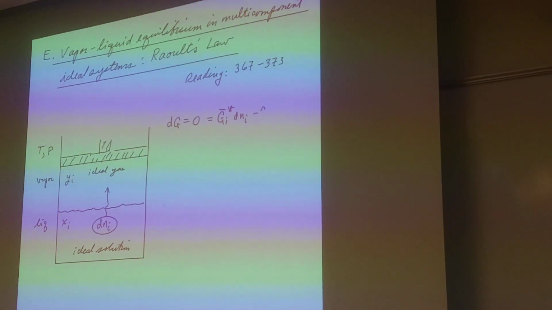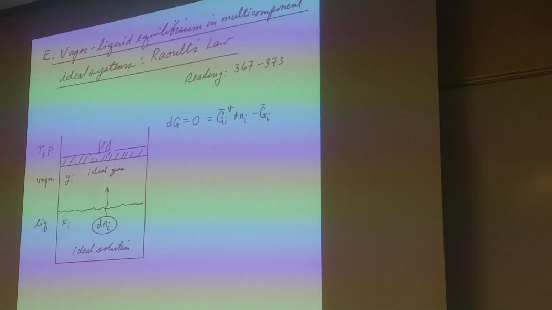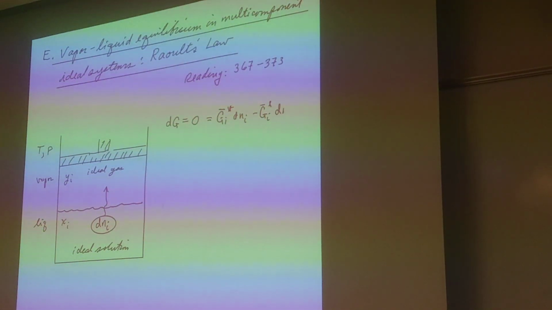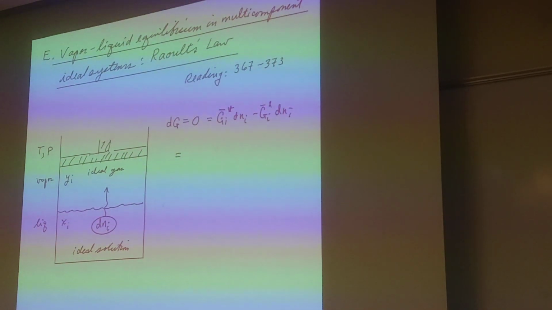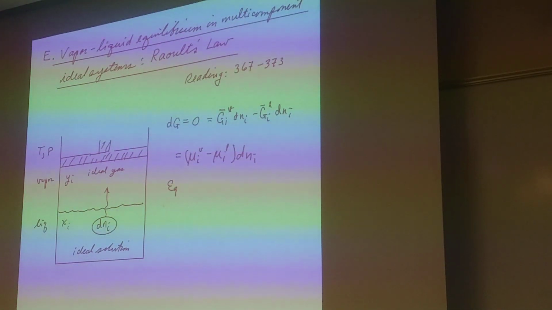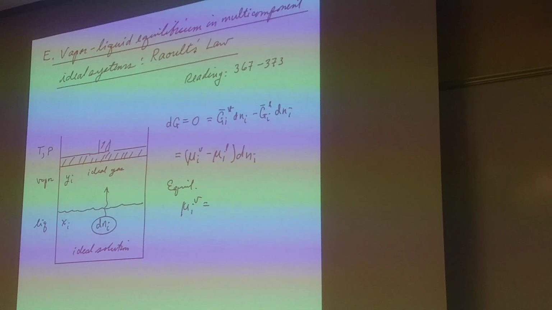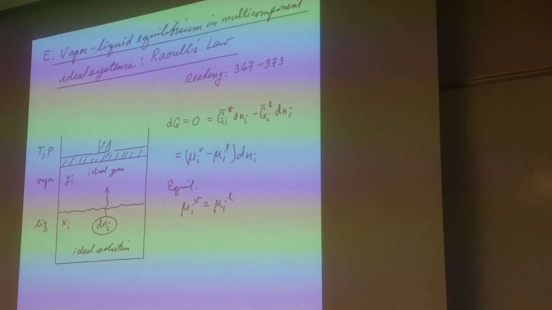dNi, then minus the liquid will have lost that amount of Gibbs free energy. And I'll change the notation to Gibbs notation for these partial molar Gibbs free energies, namely I'll use the mu's. So what I have here is mu I for the vapor minus mu I for the liquid times dNi, and this is what is equal to 0. So you see that for equilibrium here, that mu I in the vapor equals mu I in the liquid.